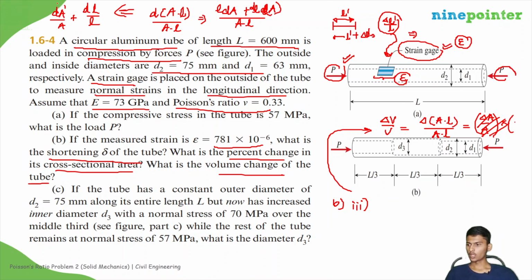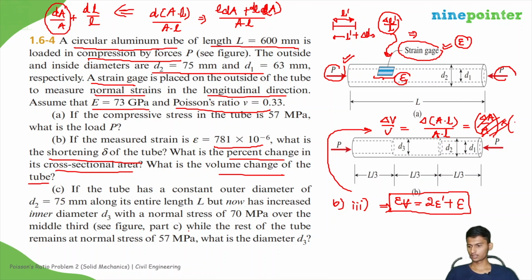So what is dA by A? We already know dA by A is 2 epsilon' plus dL by L, that is epsilon. That will be equal to epsilon V. From that we can calculate the volume change. So this is the formula for volume change.